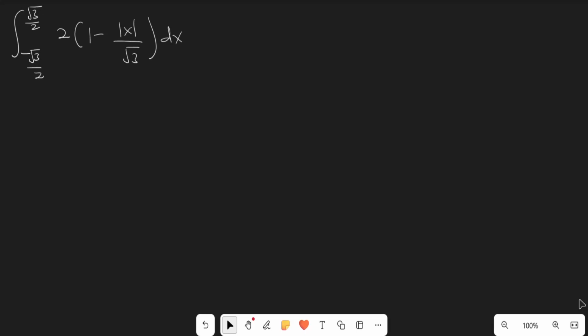In this tutorial, we are going to look at this integral from negative square root of 3 over 2 to the positive square root of 3 over 2 of 2 times 1 minus the absolute value of x over the square root of 3 dx. This is an MIT integration bee question, 2024 regular session. So let's solve this integral.